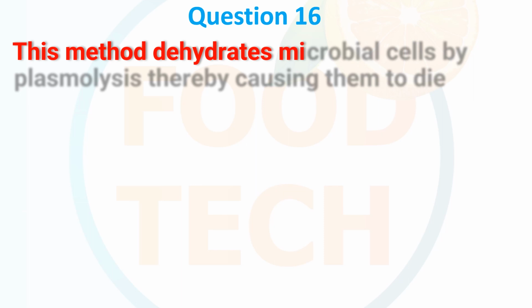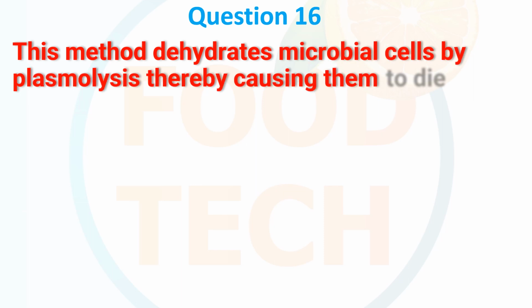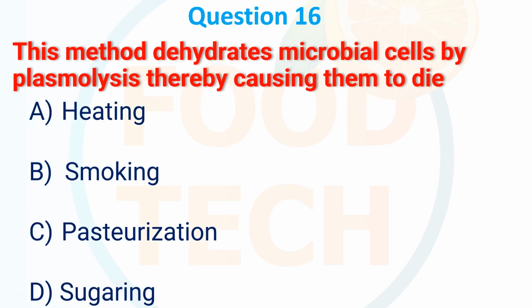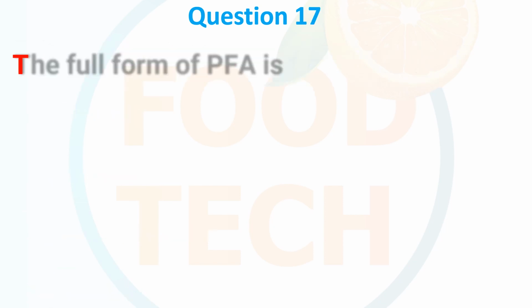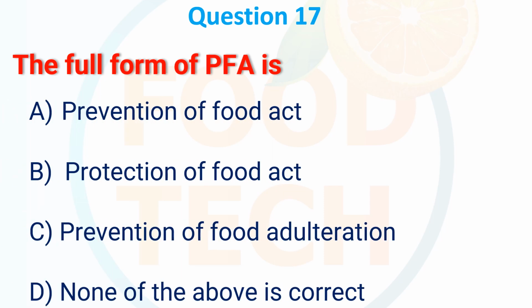This method dehydrates microbial cells by plasmolysis, thereby causing them to die: A. Heating. B. Soaking. C. Pasteurization. D. Sugaring. The answer is D. Sugaring.